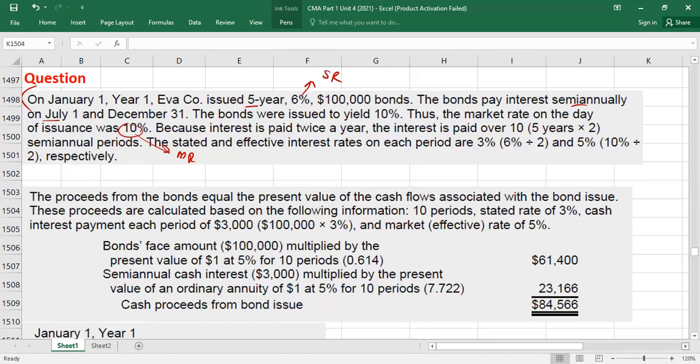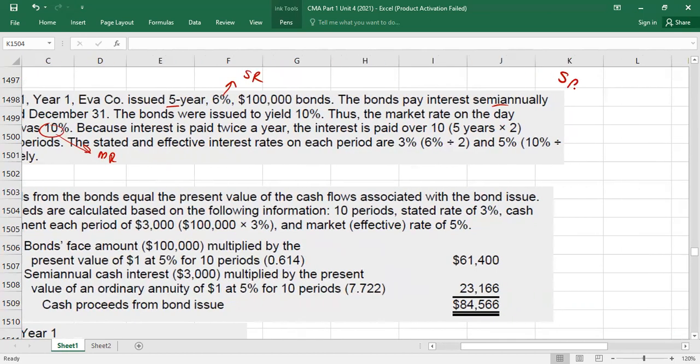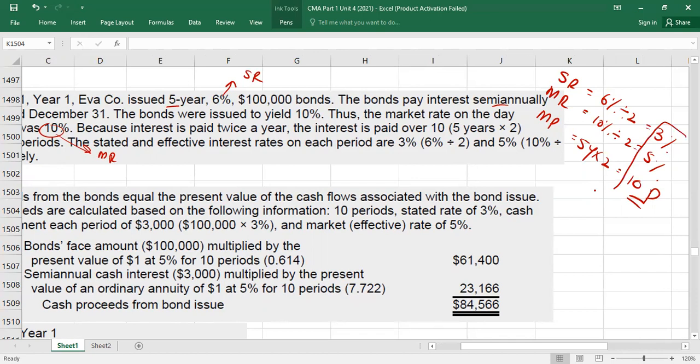But adjust the 3 things I told you. What are the 3 things? Stated rate. Stated rate was how much? 6%. You will divide by 2 and it will give you 3%. Adjust the market rate. Market rate is 10%. Divide by 2, it will be 5%. And adjust the maturity period. It was 5 years. Multiply by 2, it will be 10 periods. So this is the relevant data for you now. Understood? Forget about everything else now. 3% is which rate? Stated. Market rate is 5 and maturity period is 10. Right? Let's do the present value calculation now.